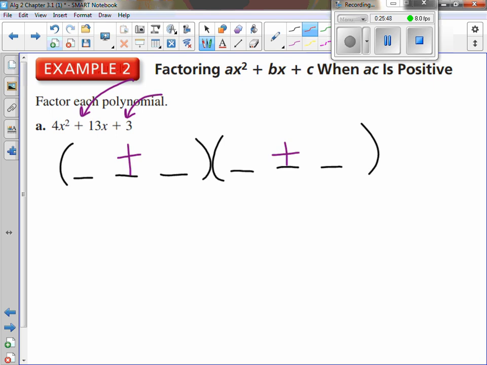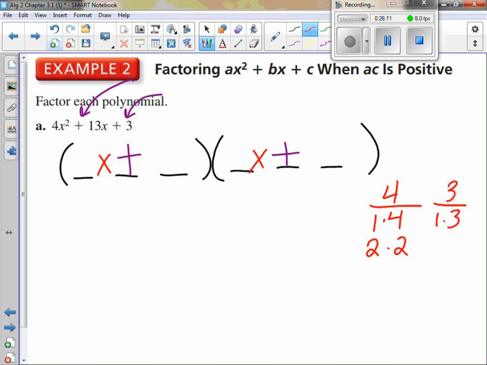4x and 3, well, we'll still have x and x, because that's the only way we can get x squared, yes? So we have 1 times 4 and 2 times 2, yes? So what is 3? Third term. 1 and 3. So I just picked 1 and 3. Doesn't matter which, I'm just throwing them in, yes?